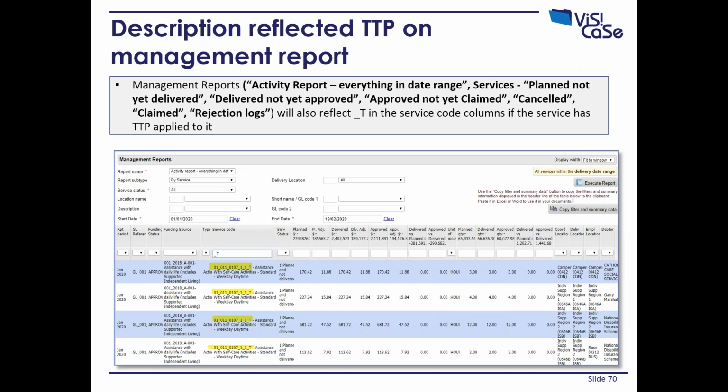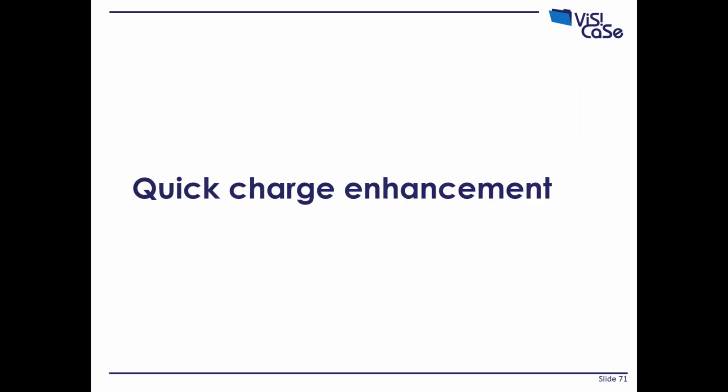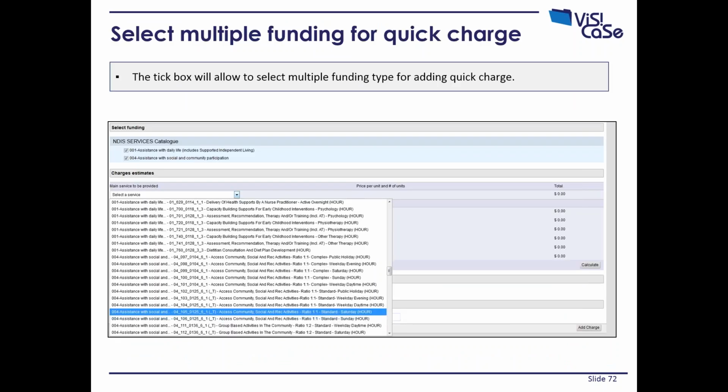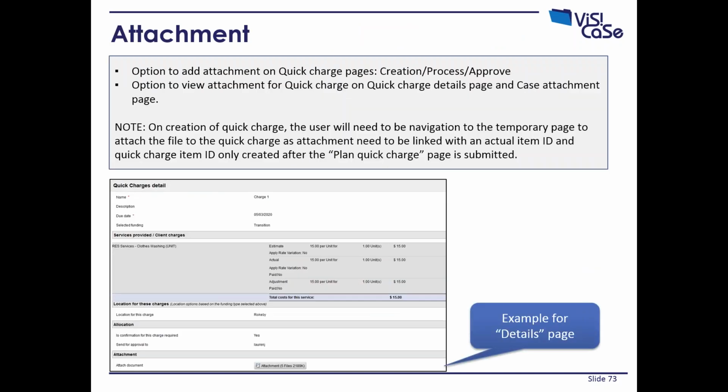And lastly, quick charge enhancements. With quick charge, you now have the option to charge more than one. Previously you could only do 0.1 or only do 0.4. You can now charge 0.1 and 0.4 in the same quick charge. It has the same drop down list with the TTP enhancement. And lastly, we've added the ability to attach documents to quick charges.